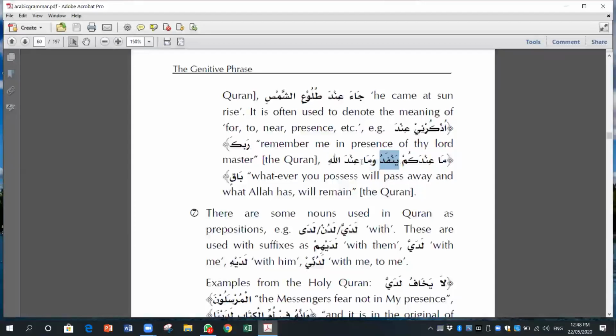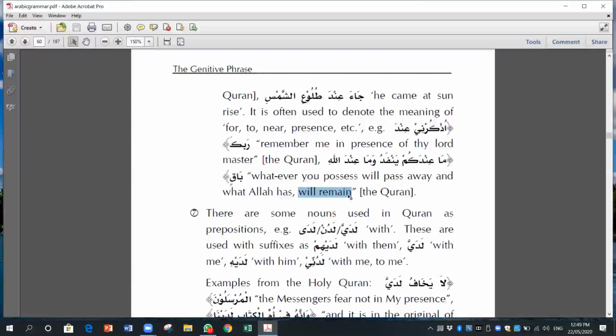Wama indallahi, and what is with Allah? Baqin, that is baqi, meaning that which remains. Subhanallah. Here it is not really place or time, but with Allah, you can say place. It is resting with Allah. What is resting with Allah? What Allah has for you, like paradise, like the rewards, they are with Allah, right? What Allah has for you with Him, that is permanent.